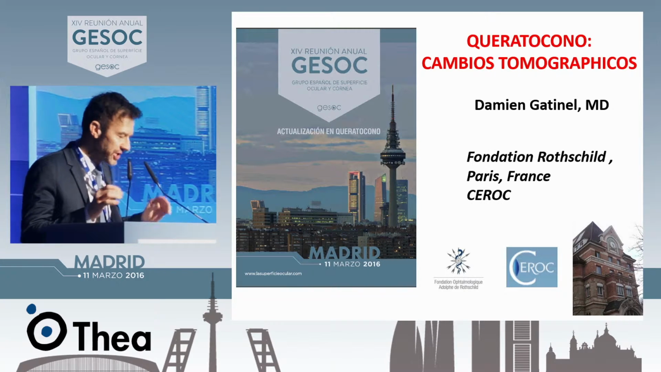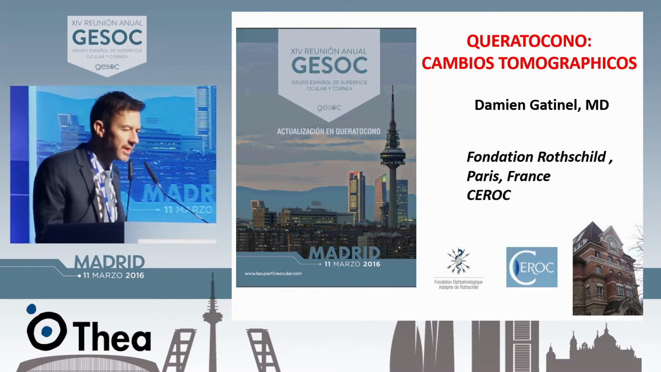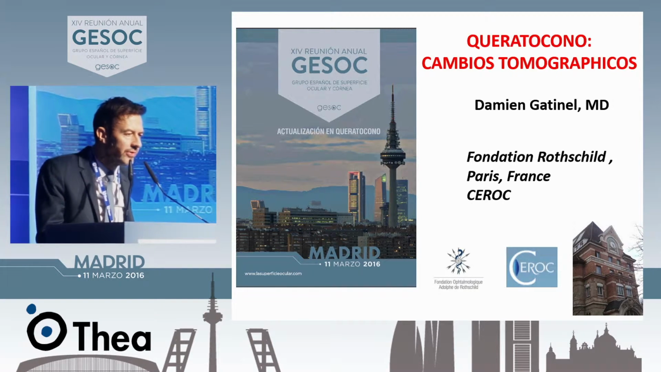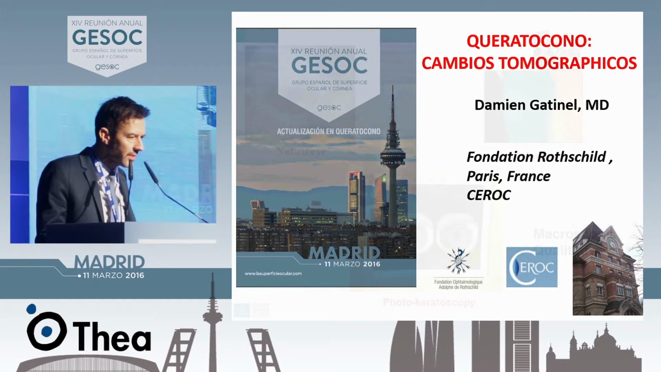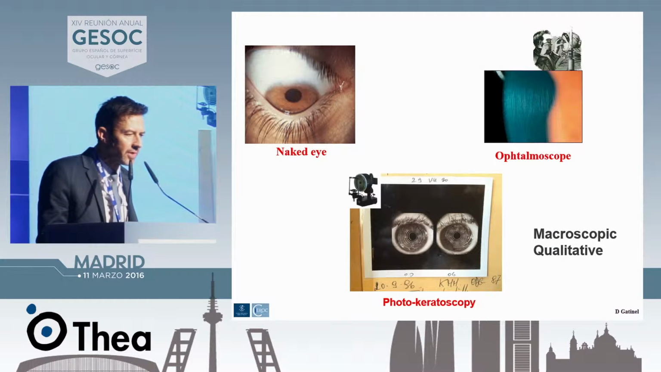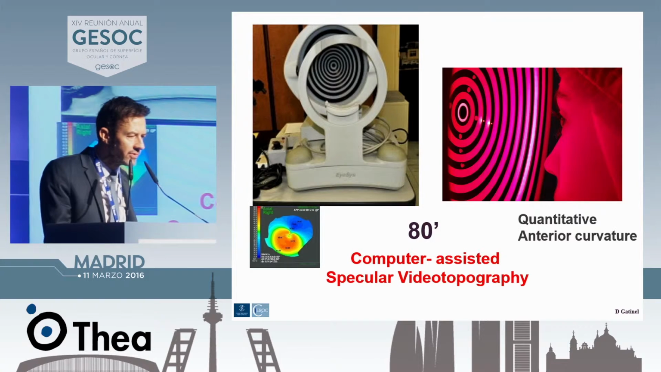Happy to be here to share with you some hints about topography and tomography for keratoconus detection. It's been a long time since we first knew keratoconus, and we moved from macroscopic qualitative observation to what's just been presented, which is computer-assisted specular video topography, which gives you information about anterior curvature of the cornea.